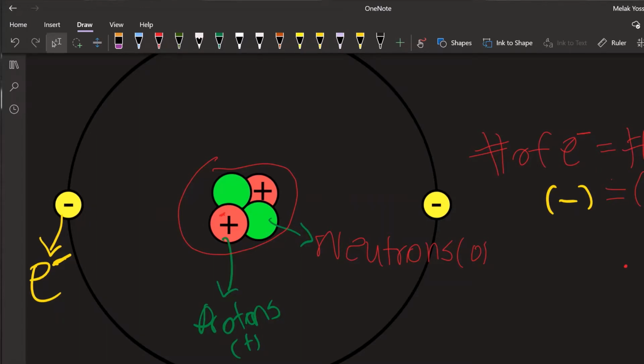Now, although this picture makes it seem like the nucleus is pretty big, if an atom was the size of, say, a football stadium, then the nucleus would be about the size of a marble.